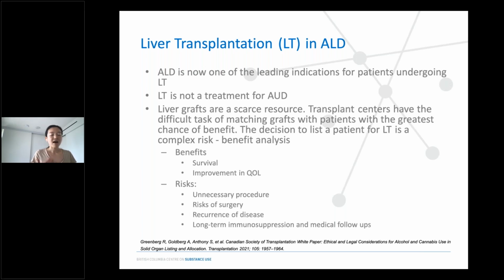And of course, alcohol use disorder is a chronic disease characterized by relapse and remission. So after receiving a graft, a severe alcohol relapse tends to confer a very poor prognosis, marked by a rapid decline in the graft, as the graft is very sensitive to alcohol exposure after transplantation. And there is also the long-term immunosuppression and long-term medical follow-ups that come with receiving a transplantation.